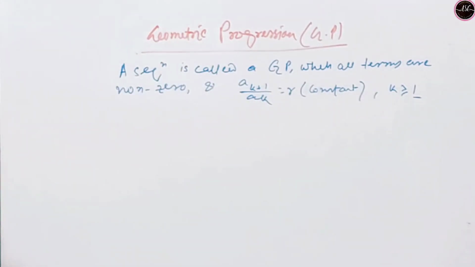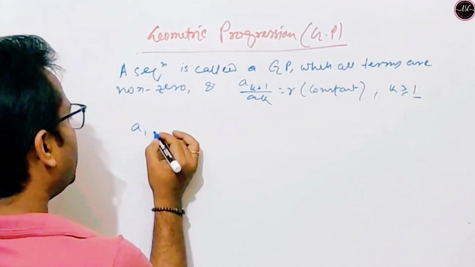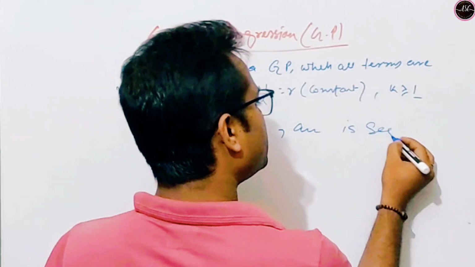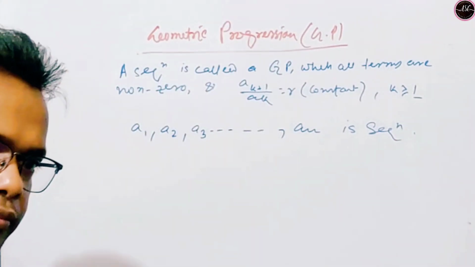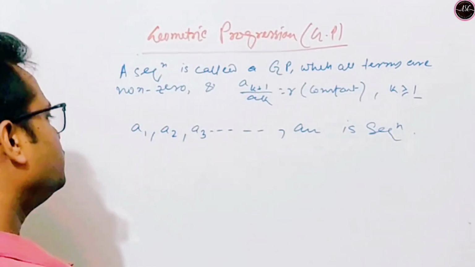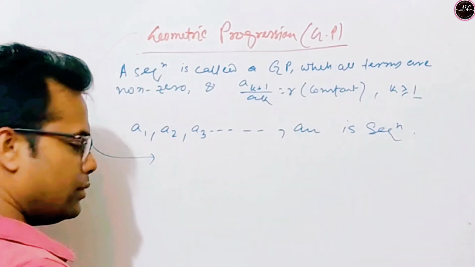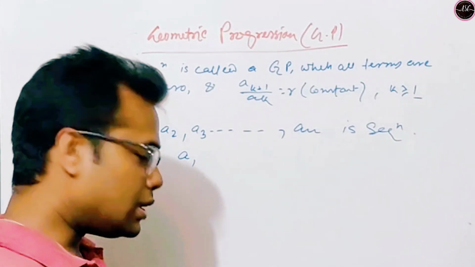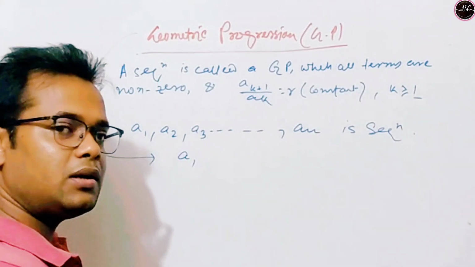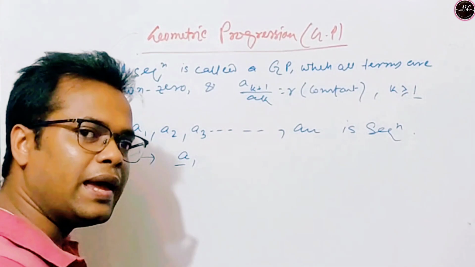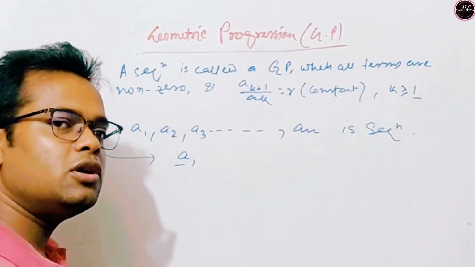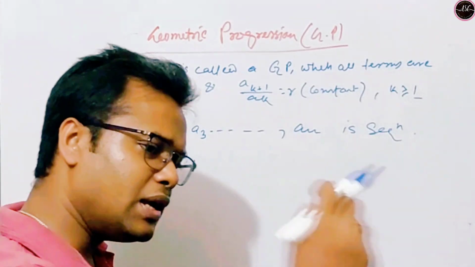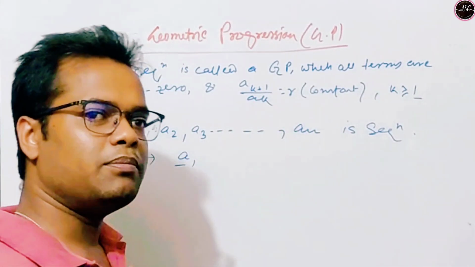Okay, let's suppose a1, a2, a3, ..., an is a sequence. Now for this GP we have two concepts. Just remember that: the first term and the common ratio. The common ratio is equal to the second term by the first term, or the third term by the second term. That means the term divided by the previous term in the sequence.